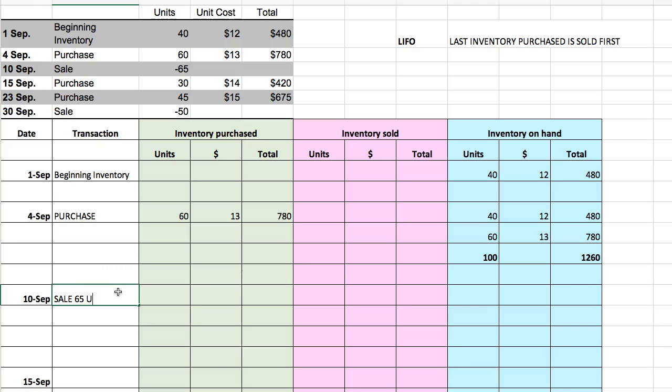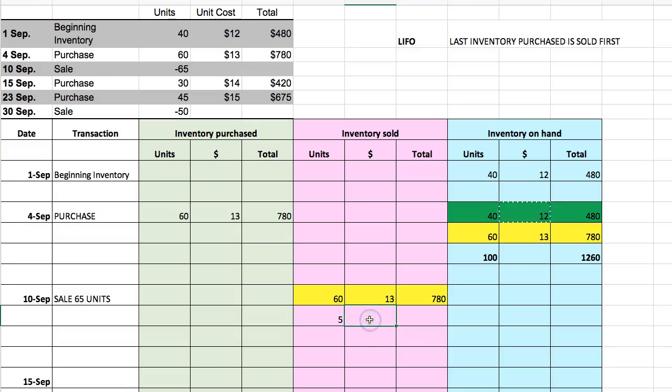When you get to the sale, this is when you do things a little bit differently. So the sale was 65 units on the 10th of September. In the LIFO method, you get the last one that you purchased and you sell that first. The last one we purchased, we're going to sell first. Now, is this enough? This is 60 and we have sold 65. So then I go up here and I've got to sell some of these, not all of them, just some. How many of these? It's got to add up to 65, so it will only be 5.